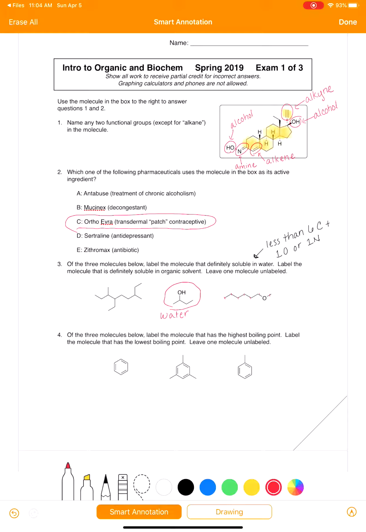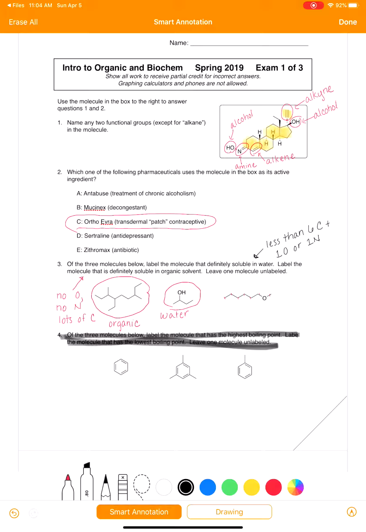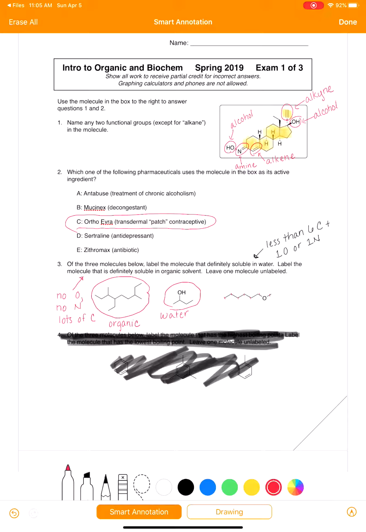Second part of the question, label the molecule that's definitely soluble in organic solvent. Soluble in organic solvent would mean that it has no oxygens, no nitrogens, or lots of carbons. This molecule here has lots of carbons and also no oxygens, no nitrogen. So this is soluble in organic solvents. Question number 4 is a topic based on the lab that we would normally do, but since we're not doing labs in person, that doesn't apply to us this quarter, so don't worry about that one.